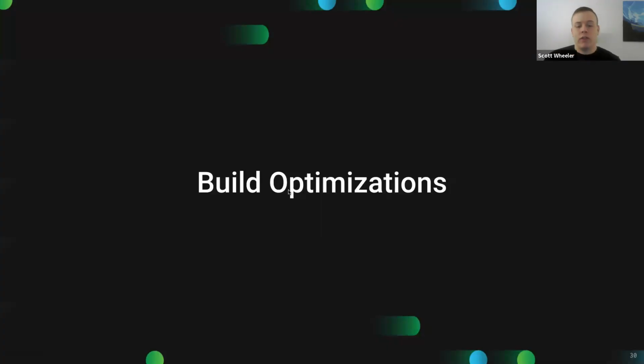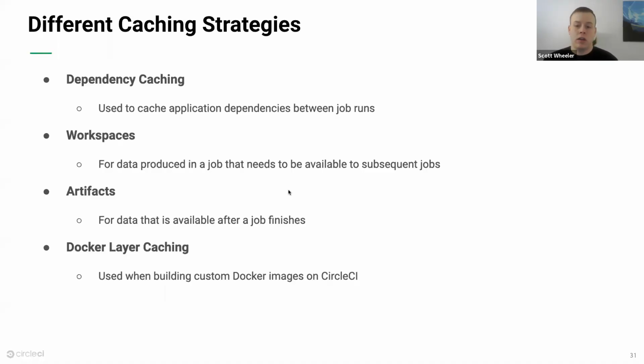Build optimizations. Some different caching strategies we employ are dependency caching, workspaces, artifacts, and Docker layer caching. Dependency caching is typically used to cache application dependencies between job runs. Workspaces are for data produced in a job that needs to be available to subsequent jobs within a workflow. Artifacts are for data that is available after the job finishes or after the workflow finishes. And then Docker layer caching is used when building custom Docker images on CircleCI.